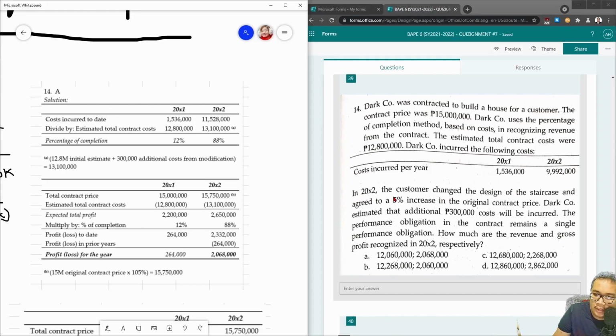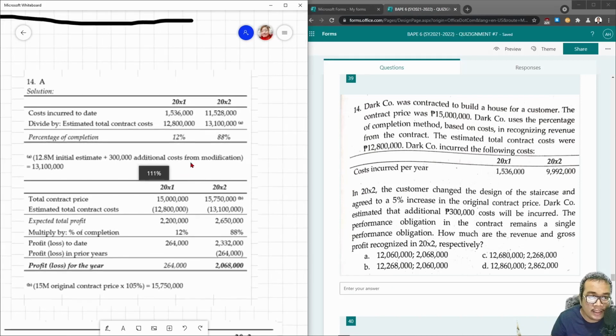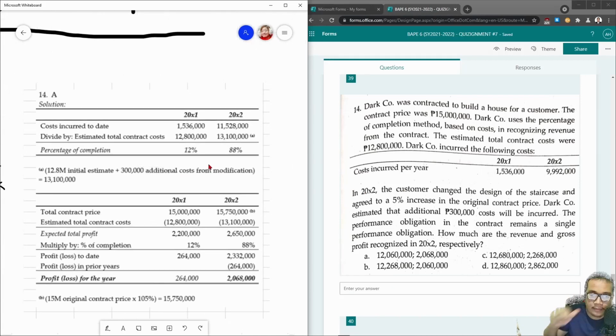Ngayon, in 20x2, the customer changed the design of the staircase and agreed to a 5% increase in the original contract price. Darko estimated that additional 300,000 pesos costs will be incurred. The performance obligation of contract means single performance obligation. How much are the revenue and gross profit recognized in 20x2 respectively? So, prospective application na to. Same lang sa ginagawa natin kanina.